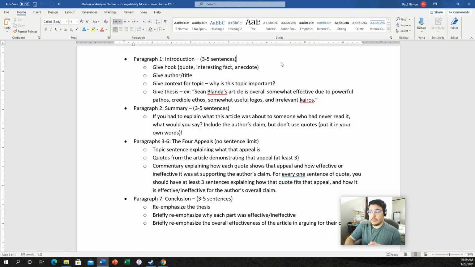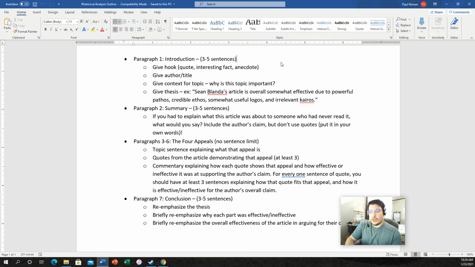Okay, but you want to outline the 4 appeals in your thesis, and you want to put them in the order in which you're going to explain them in your paper. So if the first appeal that you mention in your thesis is ethos, then that better be the first paragraph that you discuss. And you need to go in that order that's described in your thesis.